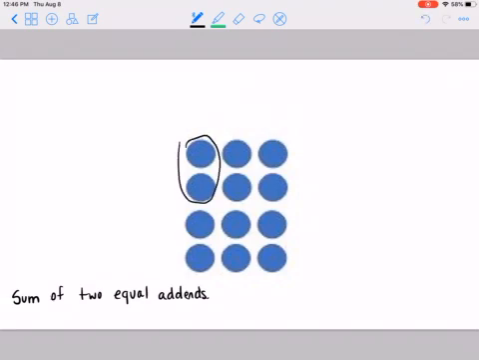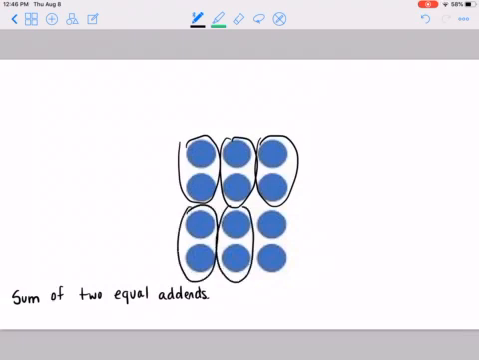So there's 1, 2, 1, 2, 1, 2, 1, 2, 1, 2, and 1, 2 there. All right, so what do you think? Is it even or is it odd? Are there any dots that don't have a buddy? Hopefully you're saying no, because they all have a buddy. So this number is even.